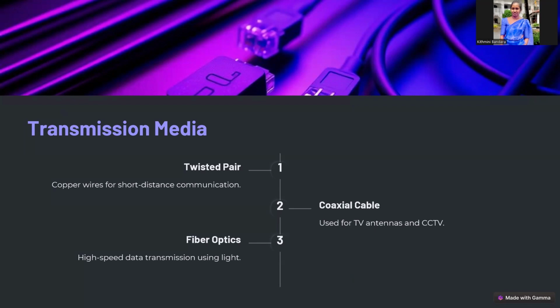Then unguided media, that is wireless. That includes radio waves, used in Wi-Fi and Bluetooth. Then microwaves, used in satellite communication, and infrared, used in TV remotes.